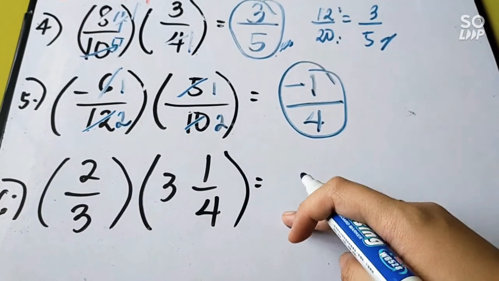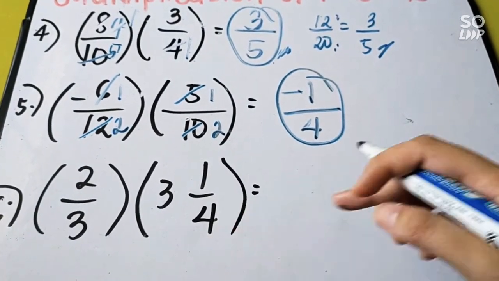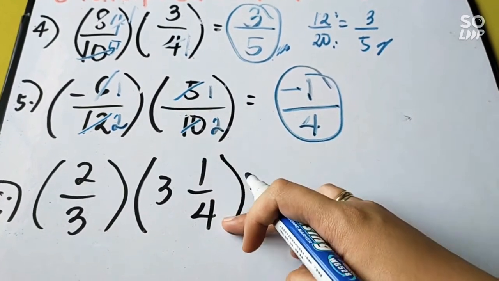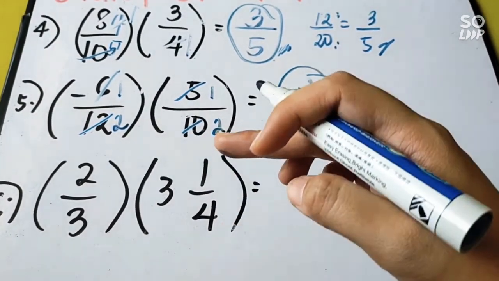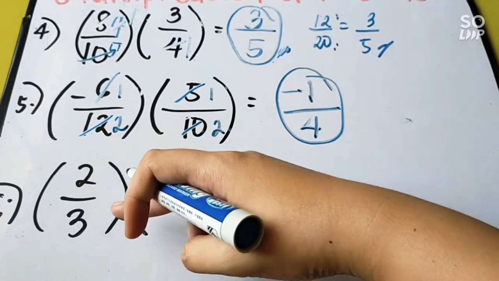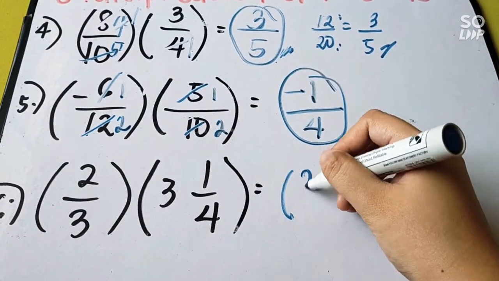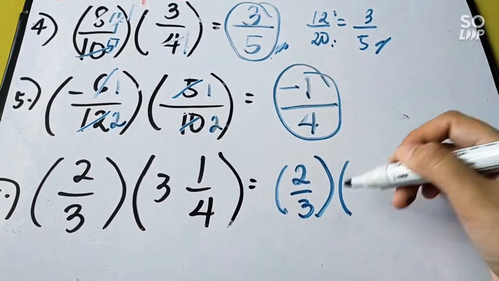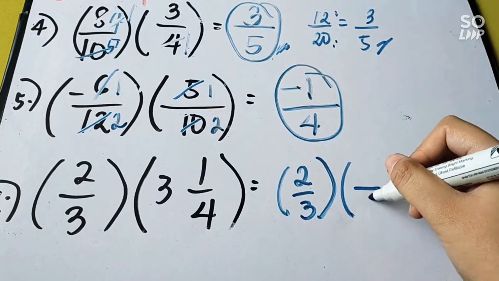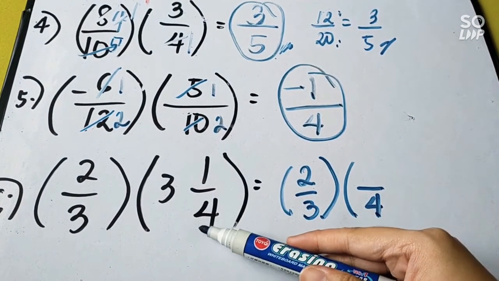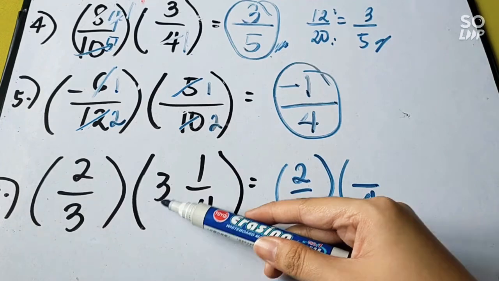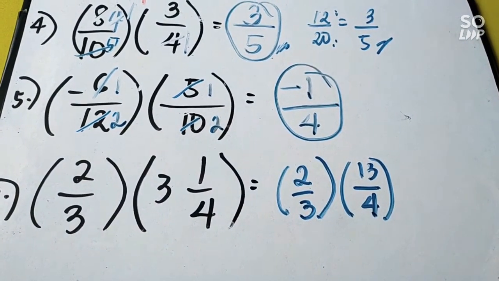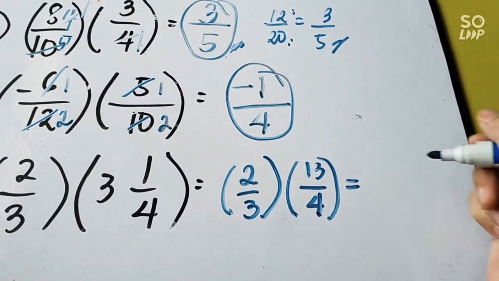What if your given has a mixed number? If there is a mixed number, you need to change this one into improper fraction. Is it clear? Then this one, just copy. We have 2/3. Then 3 and 1/4, change it into improper fraction. We have here over 4 as your denominator. Then multiply. 4 times 3, the answer is 12. Plus 1, the answer is 13. Yan. Now, let's see kung meron tayong pwedeng i-cancel out.